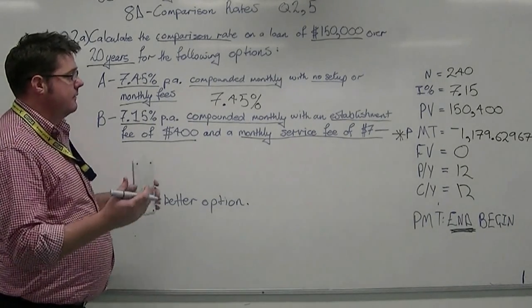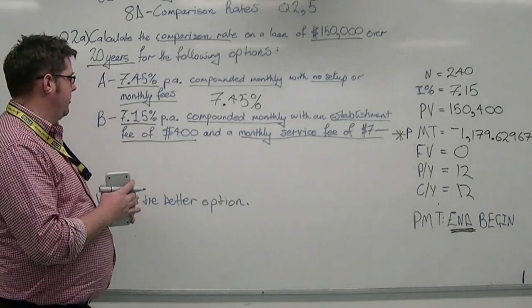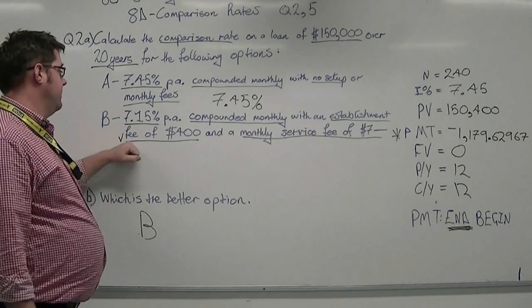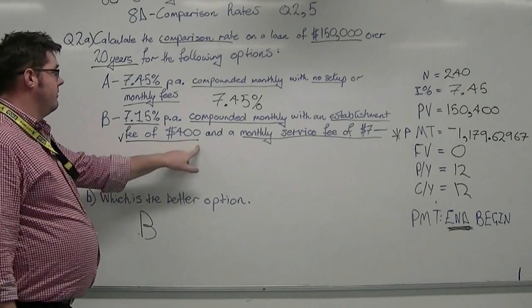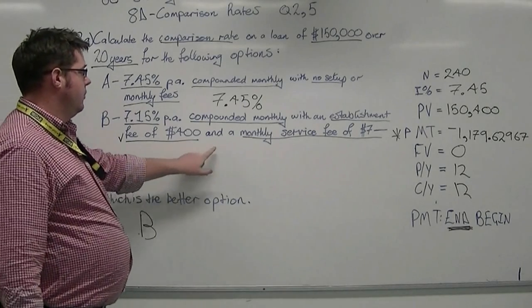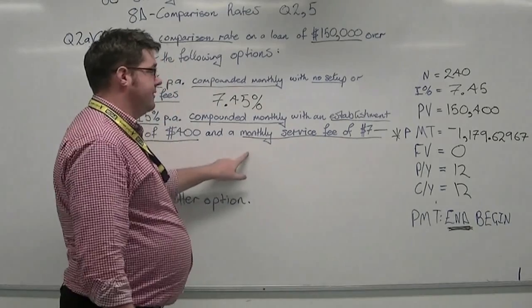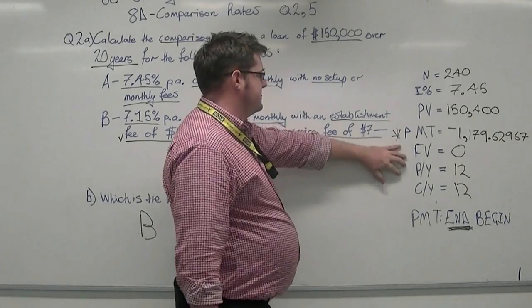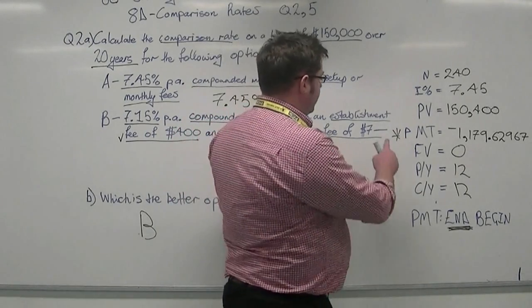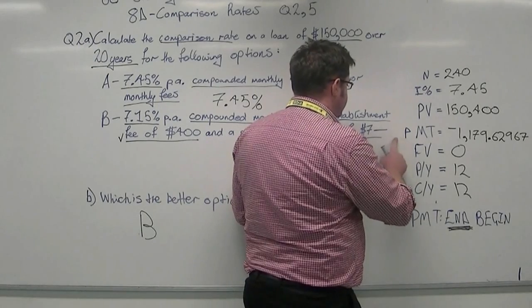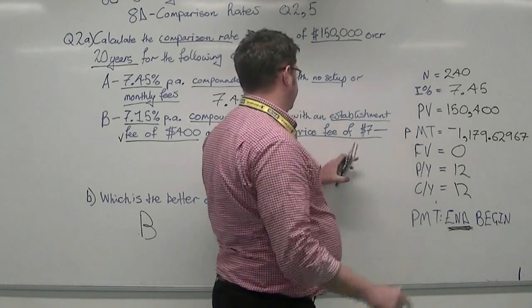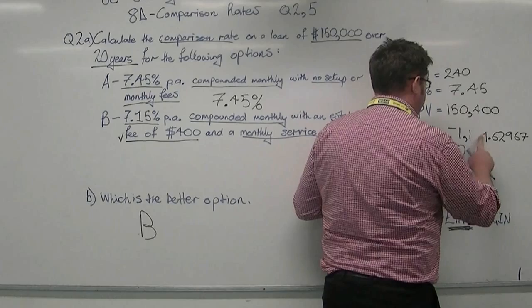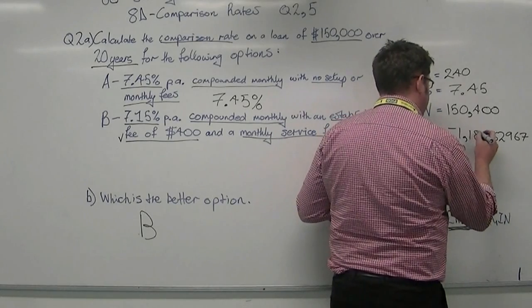And you go, okay, that's great. But what happened? So we've taken care of this piece of information. So now for case B, we've allowed for this establishment fee of $400. We now have to take account of the monthly service fee. So first off, we're going to leave some of these values the same. We're no longer going to solve for the payment, but the payment needs to go up by the $7 a month, because that's what we're going to be paying. So this will go to $1,186.